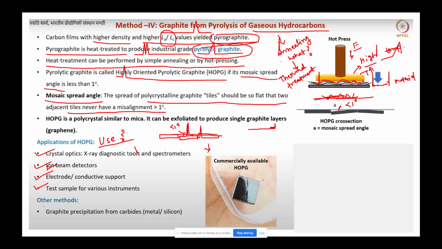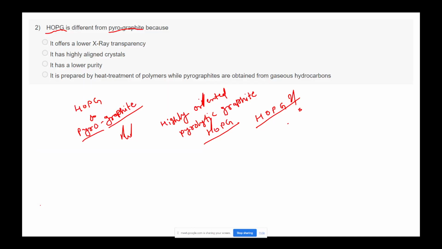Another method is graphite precipitation from carbide, which can be any metal or silicon carbide. So again we come to the question: HOPG is different from pyrolytic graphite in that it is a highly aligned crystal. We saw that the mosaic spread angle is very small, so that's why it is highly aligned. So the answer is the second one, highly aligned crystals.